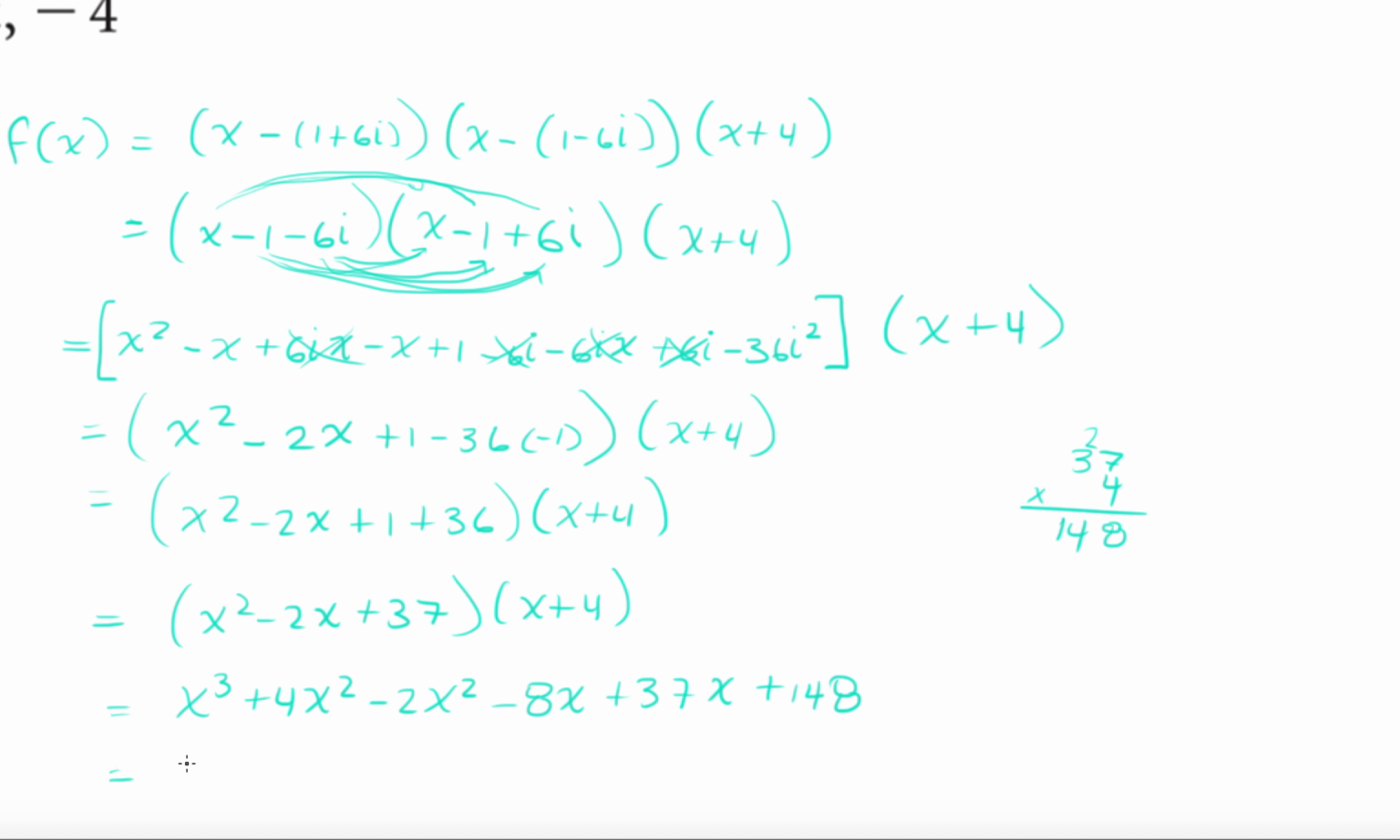And then simplify like terms. 4x squared minus 2x squared is 2x squared. Negative 8x plus 37x is plus 29x plus 148. And that'll be how you will solve that.